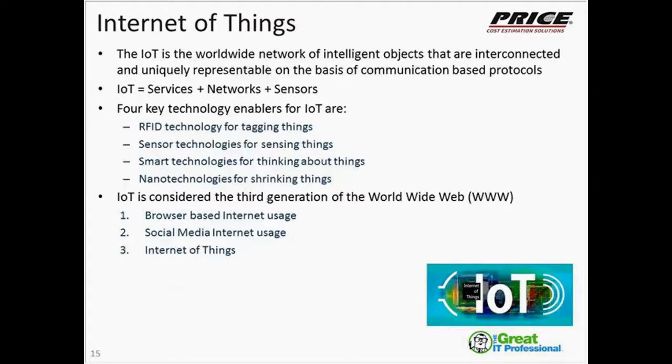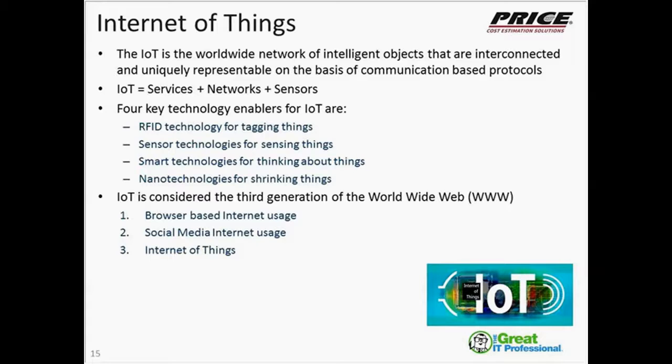So in summary, I guess it's a worldwide network where intelligent objects are interconnected and uniquely representable on the basis of communication-based protocols. Even more simply put, the Internet of Things includes services and networks and sensors. And it's services and networks and sensors that, through the Internet, communicate and pass data and enable decisions.